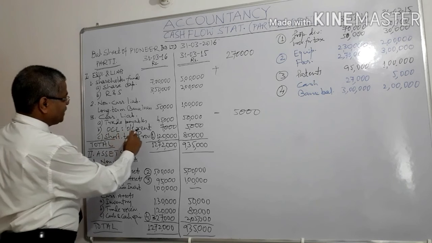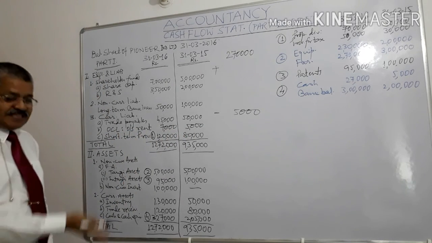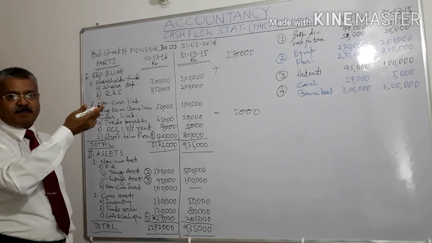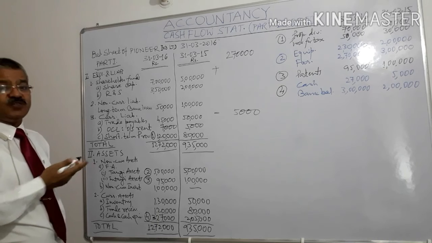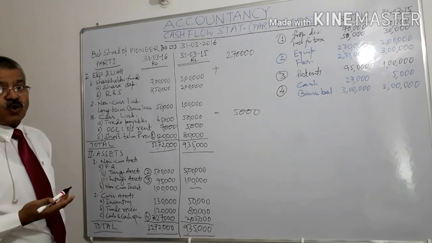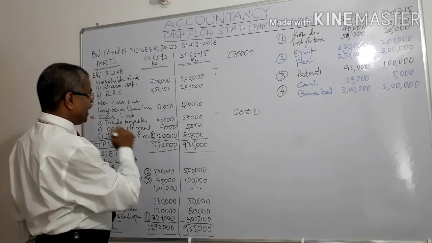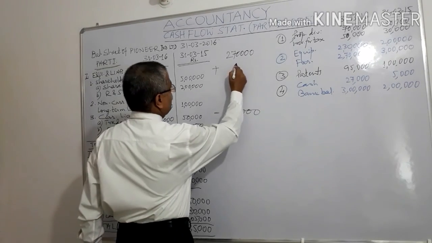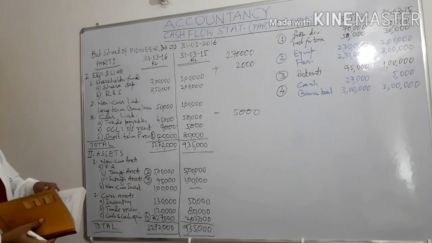Other current liability, outstanding rent has gone up. Outstanding rent which was to be paid has gone up. Means it has not been paid, cash has not gone out. So what will happen? It will be added. So 2000 rupees will be added, right?